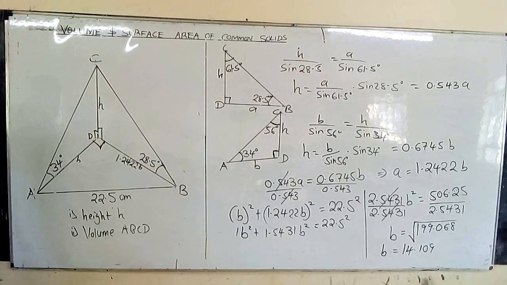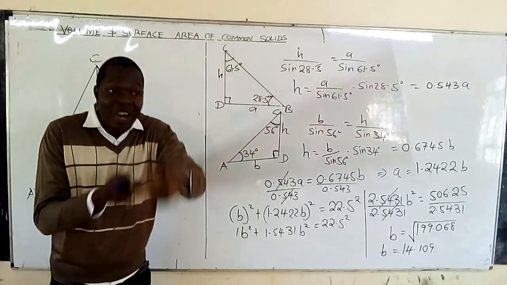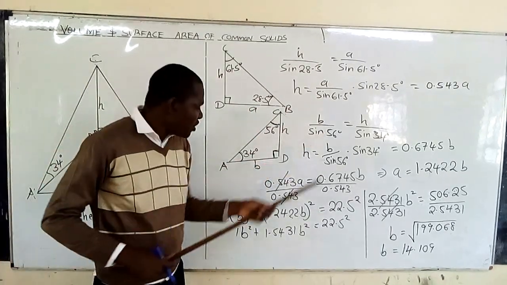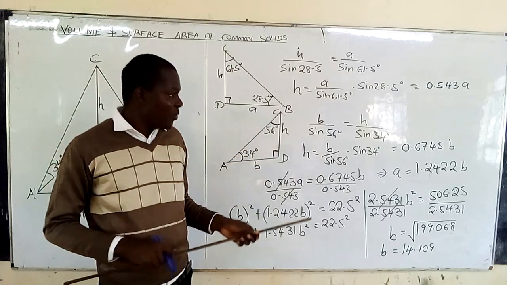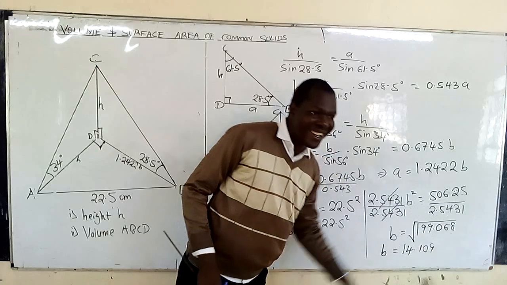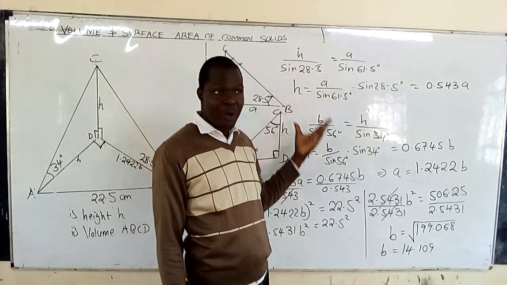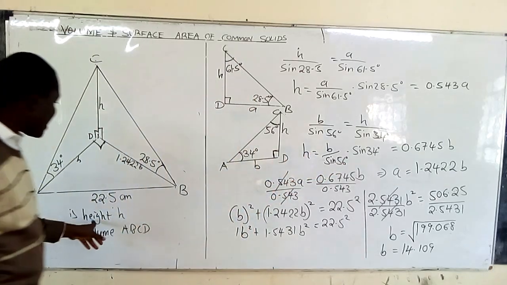So once we found the value of B, it means we found the value of H and we found the value of A, because there's a relationship between A and B we found, isn't it? We found A is the same as 1.2422B. So once we found the value of B, we found the value of H. Are we together? And that's the first thing they wanted, the height edge.